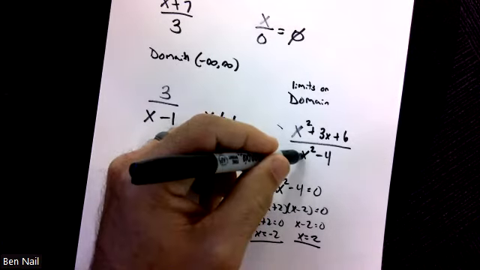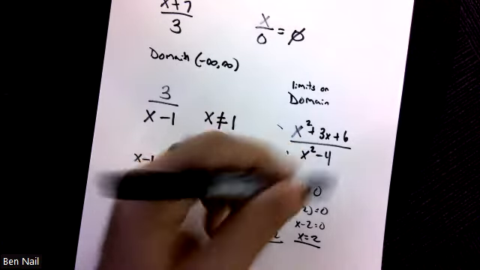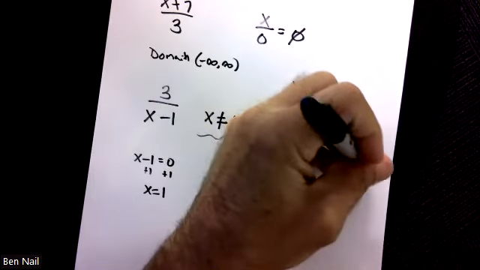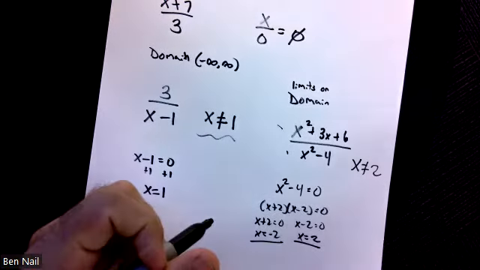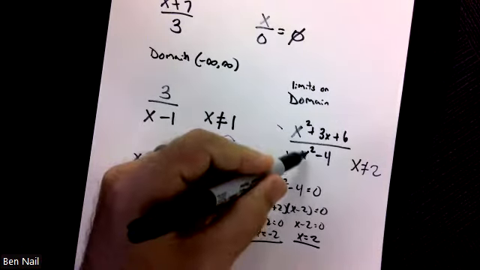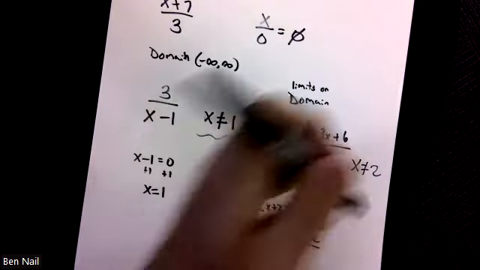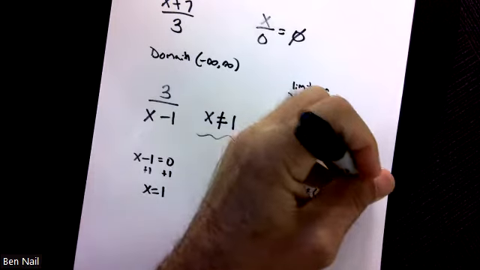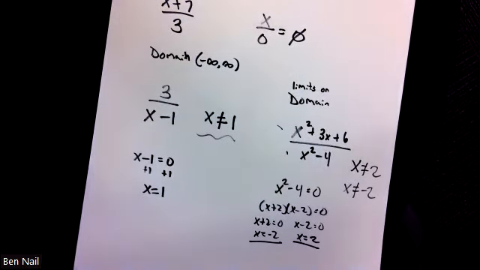If we plug in 2, 4 minus 4 is 0. So that would be bad. X cannot equal 2. Same thing if we plug in -2. -2 squared is 4. 4 minus 4 is also 0. So x can also not equal -2.